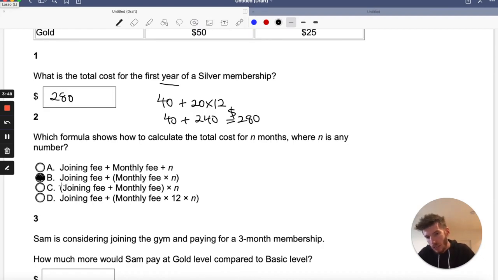Now look out for C, it's got brackets around these two. And so using BODMAS, which we can probably go through in another video, that would be prioritizing the addition of the joining fee and the monthly fee, putting them into brackets. So C is not quite correct. The answer will be B.